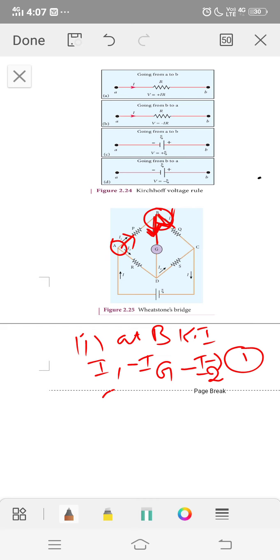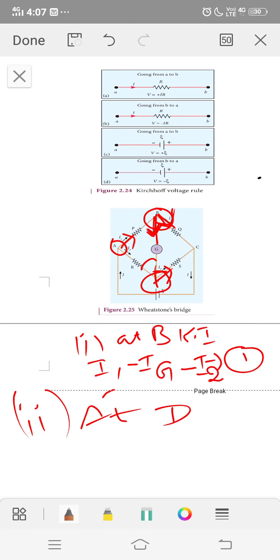Now we apply the current rule at junction D. Here at junction D, in the same manner, the current is divided into two parts. One moves toward the galvanometer, and the remaining current moves toward the unknown resistor S. So the equation has become the current which is entering, plus I2.